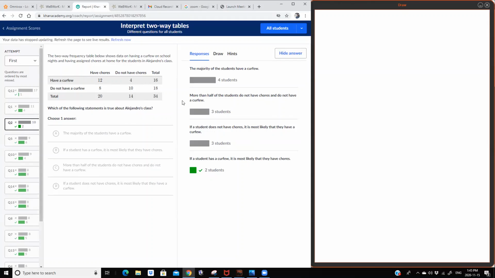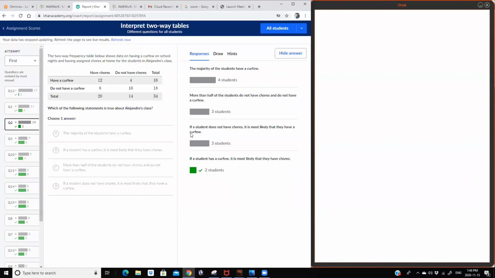Now, I'm going to rule out the ones that are not correct. The majority of the students have a curfew. When you look at the students who have a curfew, there are 16 in total who have a curfew, yes? And there are 18 students who do not have a curfew. So you cannot say that the majority have a curfew. That's out. More than half of the students do not have chores and do not have a curfew. The people who do not have chores and do not have a curfew are 10 people out of 34.